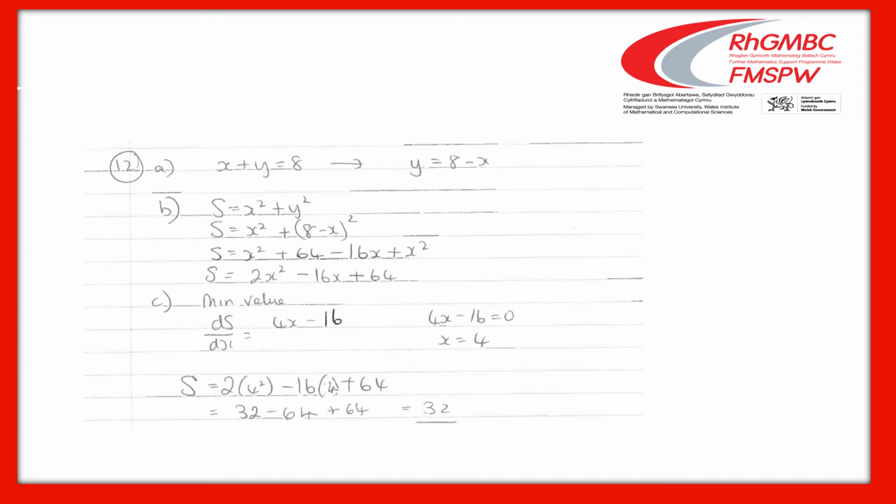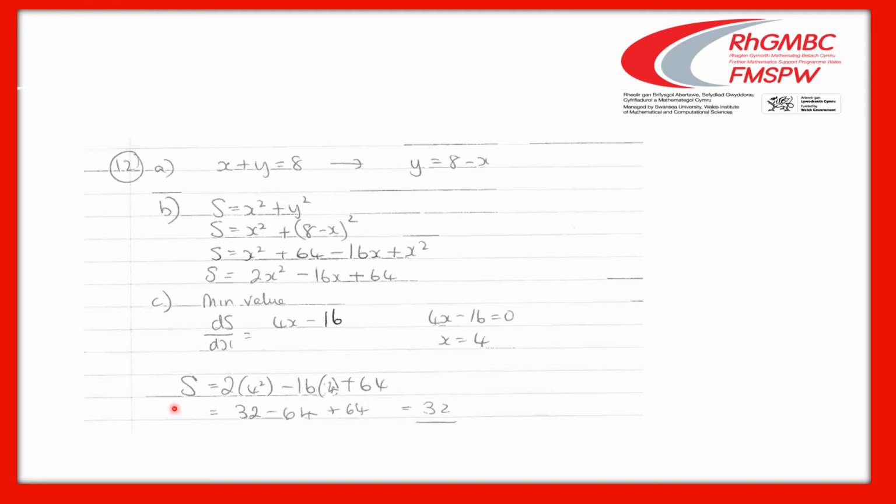So here we can see the solutions for part A, y in terms of x, and S is the sum of the two squares x² + y², which leads us to this expression for S. When it comes to part C, looking for the least value, if we differentiate with respect to x and put it equal to 0, we get a solution x = 4, which when we substitute into S we get 32.